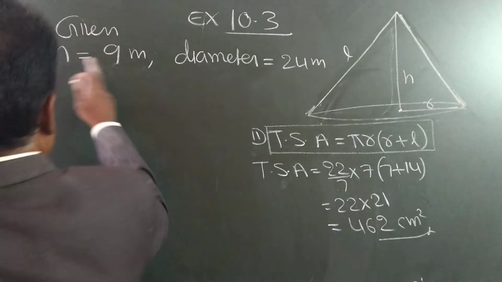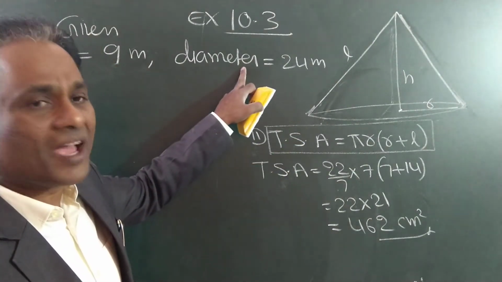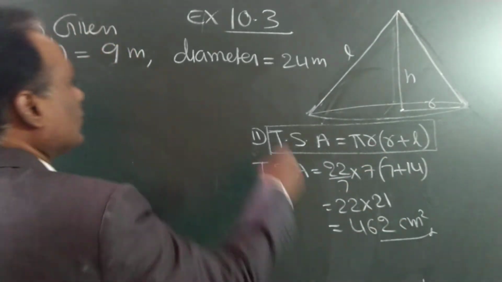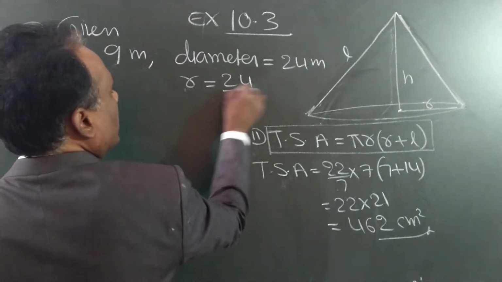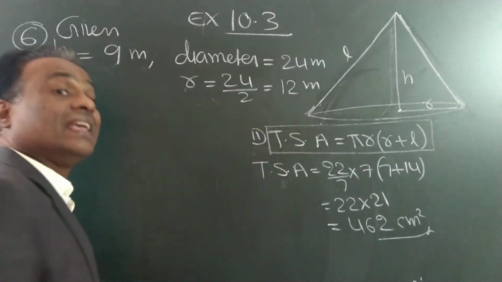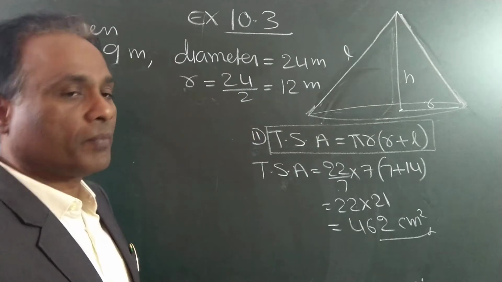Students, height is 9, but in our formulas we don't use diameter, we use radius only. In all our formulas we use the radius. So how much is the radius? Half of the diameter, 24 by 2. Radius is half of the diameter. Diameter 24 means radius is 24 by 2, that is 12.